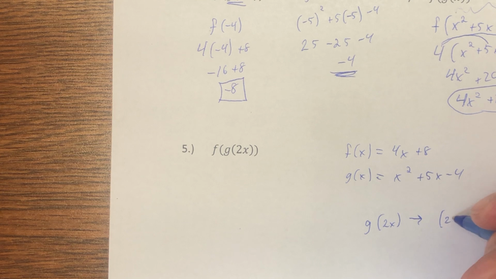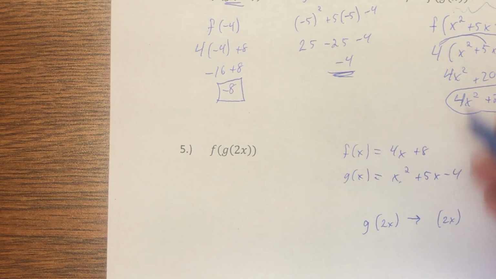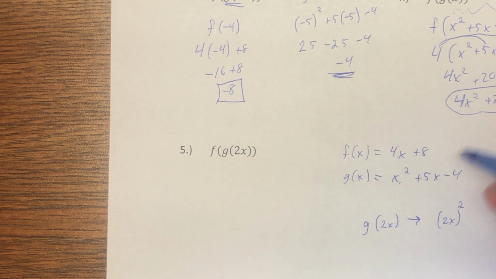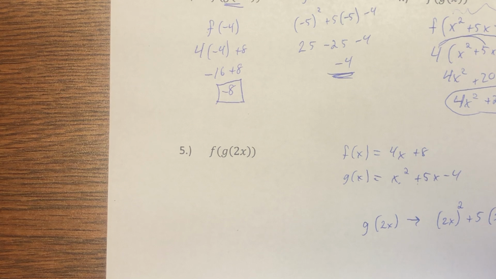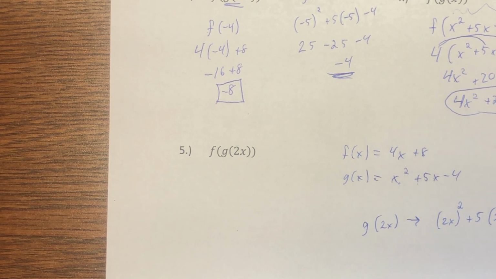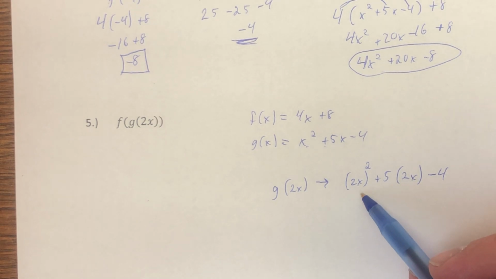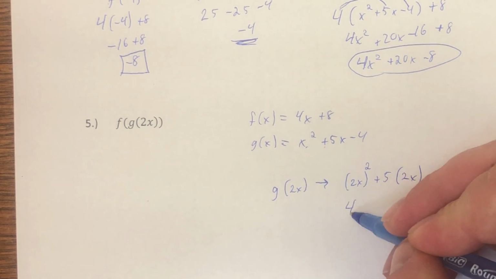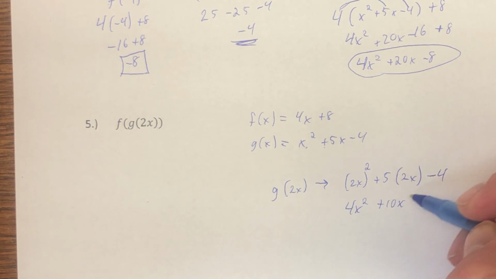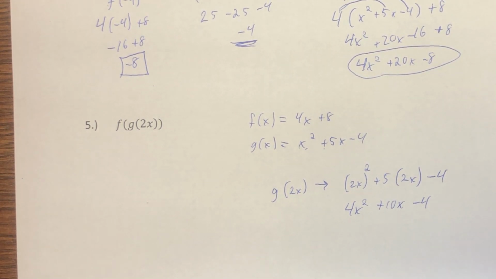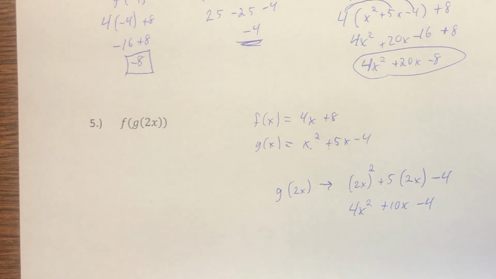Okay, so this is going to be 2x. I'm going to go to g's function. Wherever I see an x, I replace it with 2x. So it's going to be 2x squared plus 5 times 2x, then minus 4. So like we did before, when I do 2x squared, I'm doing 2x times 2x, which gives me 4x squared. Here I get plus 10x, and then minus 4. Okay, so that's the value of g of 2x.